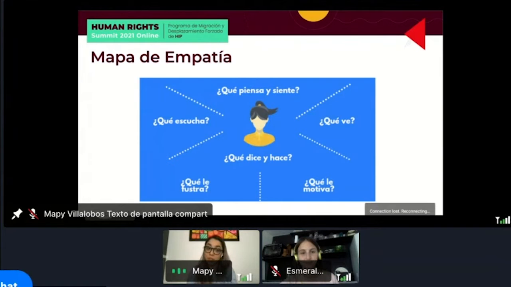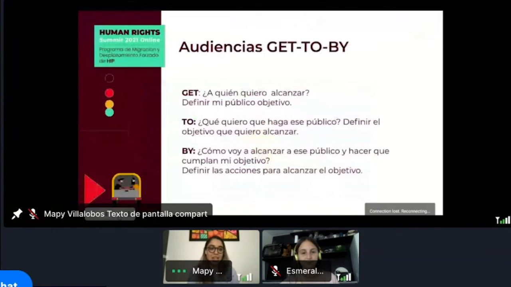So actually, it will help us a lot at the moment of our communication, or at the moment of creating experiences or products. By understanding exactly how we can address this, we can reach this part of the audiences, the get-to-buy audiences. And I don't know if you would like to explain a little more about this type of audiences.